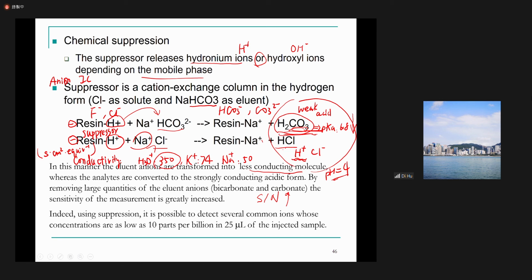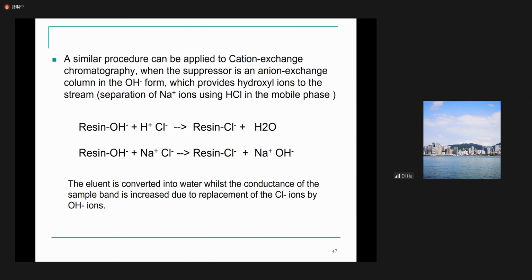Okay. So how about the cation one? Similar. So similar if you want to do it for cation. Now we have acid as the eluent, as the mobile phase. So it's the eluent, and then we separate sodium, potassium, ammonia, and so on. But you want to release that. So for cation IC, cationic IC.